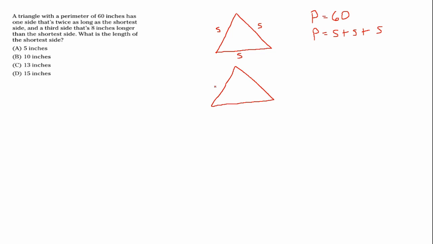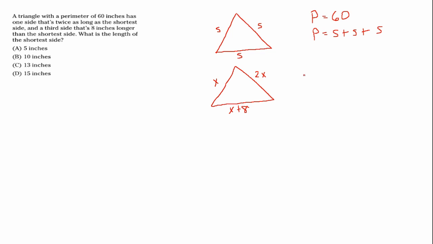I'm going to represent the shortest side as x. And we're told that one side is twice as long as the shortest side. So if the shortest side's x, twice as long as that is going to be 2x. And we're told a third side is 8 inches longer than the shortest side. If the shortest side's x, 8 inches longer than that's going to be x plus 8.